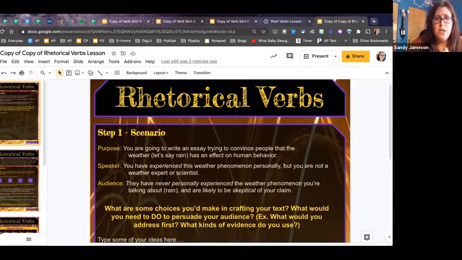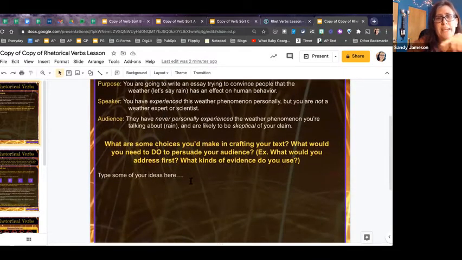So now here's my question. What are some choices, given this scenario, that you would make in crafting your text? What would you need to do to persuade your audience? For example, what would you address first? What kinds of evidence do you use? What do you do in this scenario? How do you convince this audience of skeptics who've never even experienced rain that rain has an effect on human behavior? Take about 2 minutes, pause the video, and brainstorm right here in this document some things that you might do to persuade your audience.